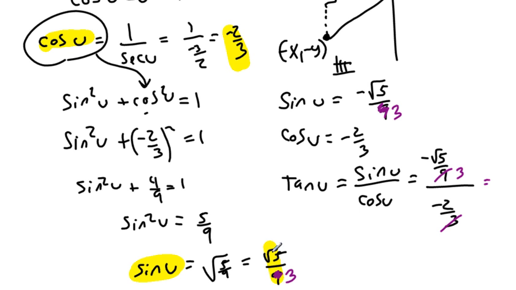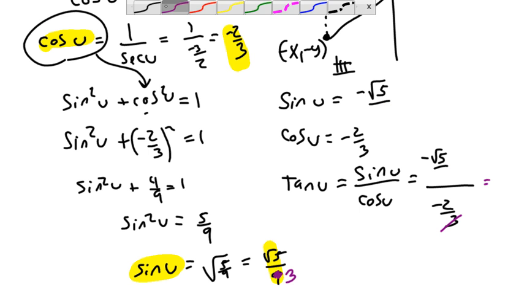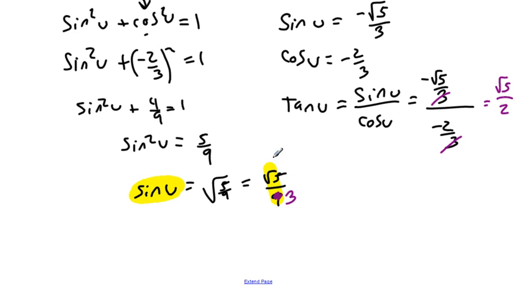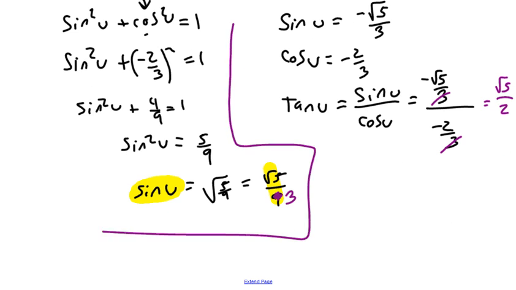So radical 5/3. Let me just erase that to make it look nicer. So this should be a 3 right here, and that should be a 3 right there. So that's a lot nicer, because now those cross out. And so now we just have radical 5/2. And our tangent was supposed to be positive, because if I do y over x, I get a positive value right there.